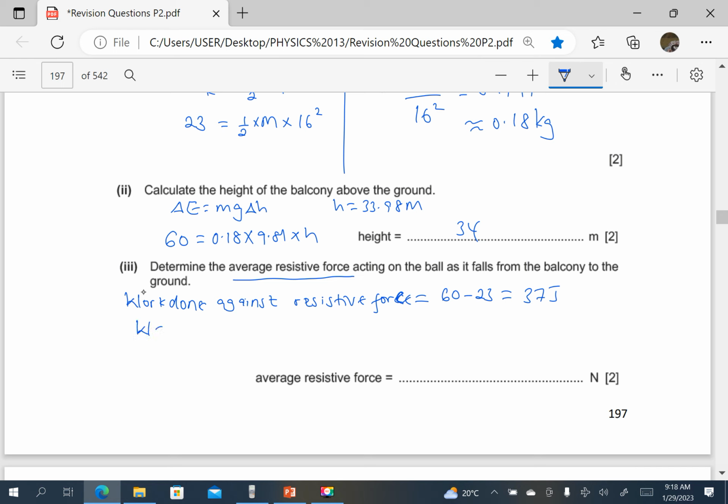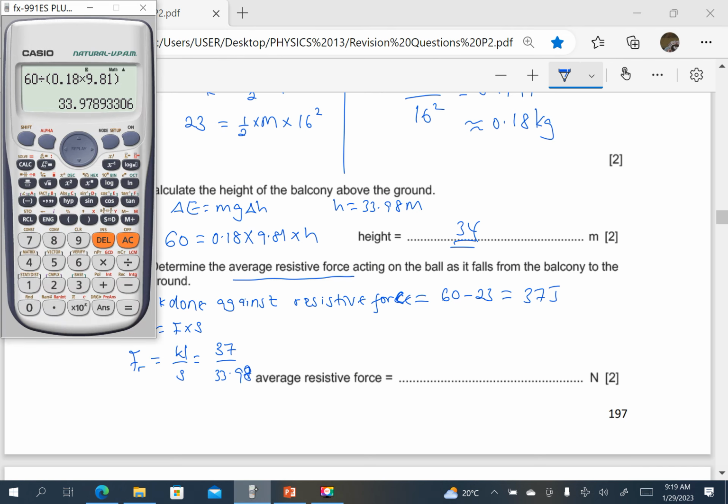Since work done is force times displacement in the direction of the force, it means the force that we want, which is the resistive force, I'll quote Fr for resistive, is going to be the work done divided by the distance or displacement, which is 37 divided by the distance. So it is falling through this height. So I'll say 37 divided by 33.98. So we can check this on the calculator, 37 divided by 33.98, and that is 1.089, which is approximately 1.1. So this is 1.1.